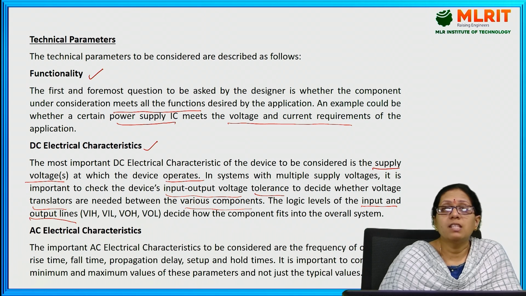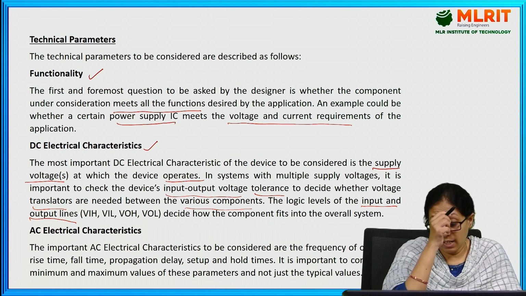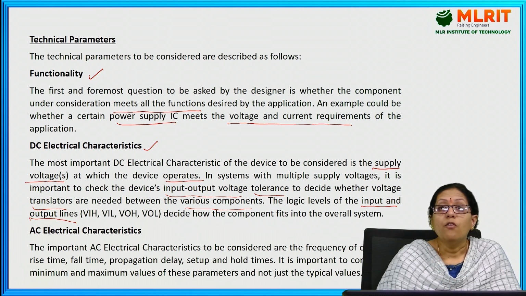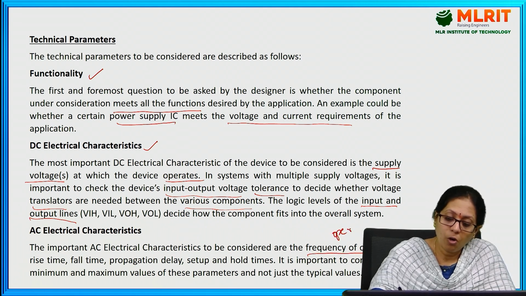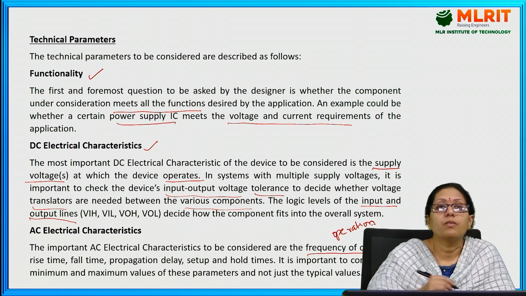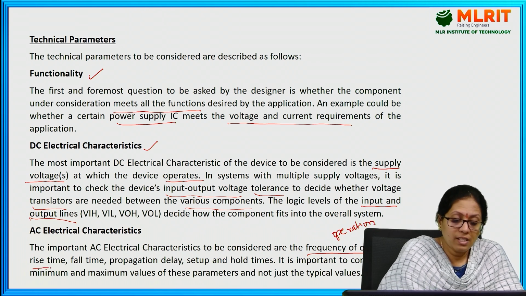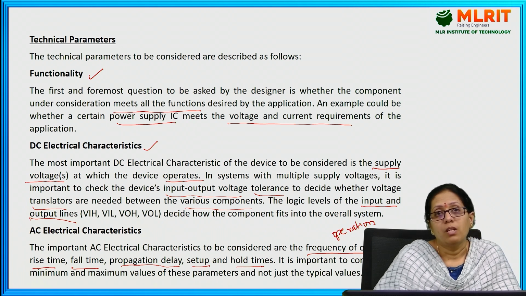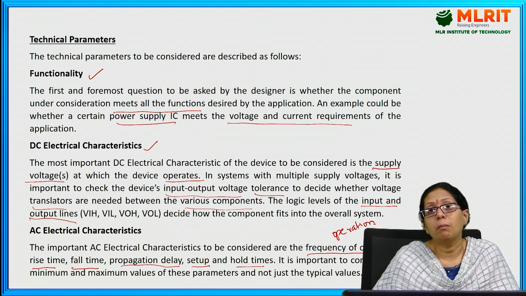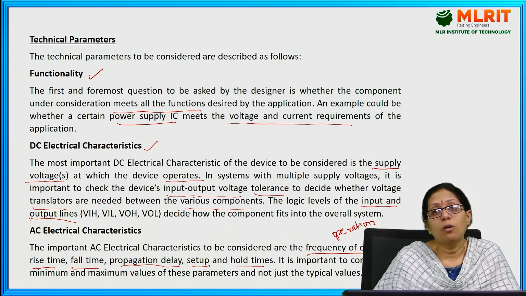Next one is AC electrical characteristics. The most important AC electrical characteristics to be considered are frequency of operation, the rise time, fall time, propagation delay, and setup and hold times. For a DC component, the voltage or the current will be stable, so all these factors will not be considered.